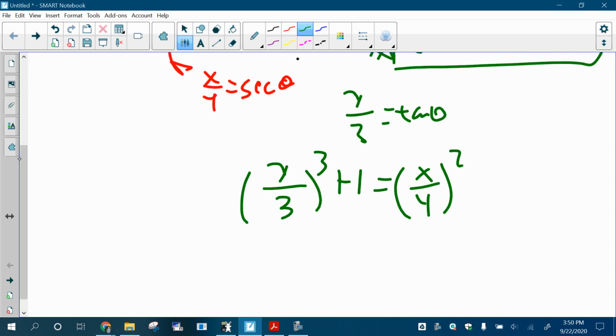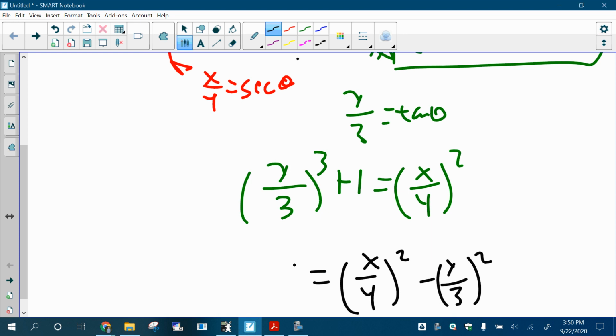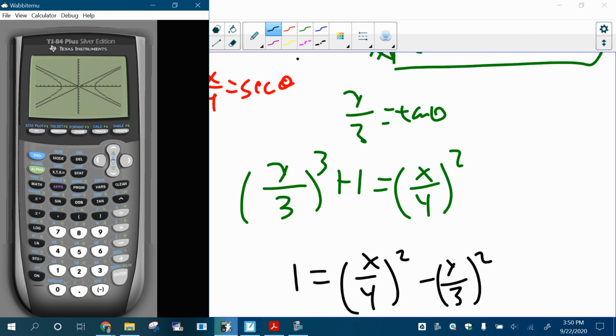If you want to rearrange this so it looks more familiar, you get this. X over 4 squared minus y over 3 squared equals 1, or x squared over 16 minus y squared over 9 equals 1, which is a hyperbola, which is what the graph we had showed. It was a hyperbola. Okay.